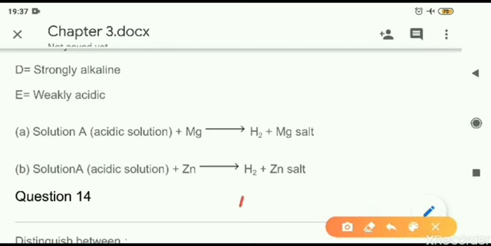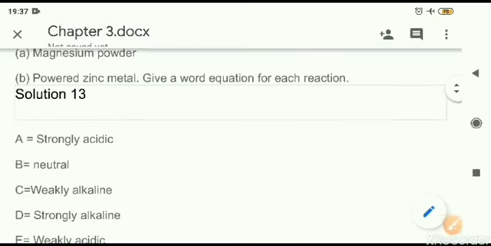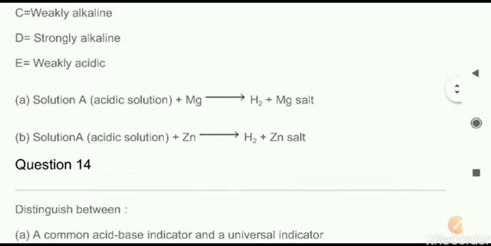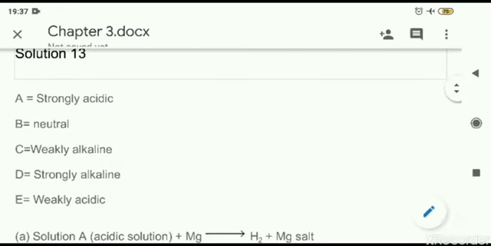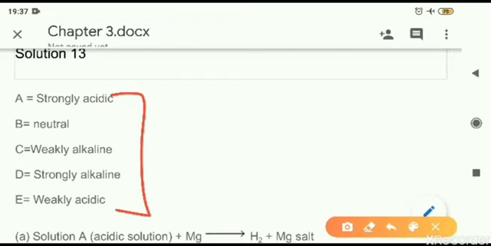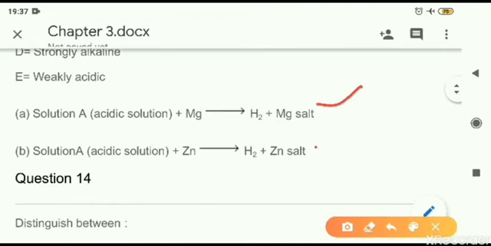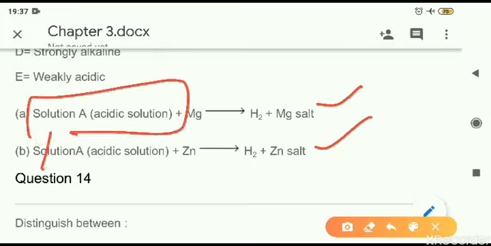Similarly for zinc also. No need of writing the acid, you only have to tell the solution. So the solution will be A solution. Out of these solutions, which one should be there? Out of these, the acidic solution. So we will use a strongly acidic solution for the reaction to happen. Both reactions can happen with solution A.